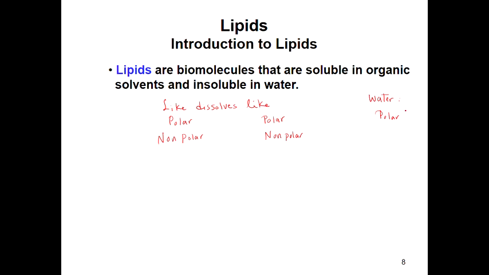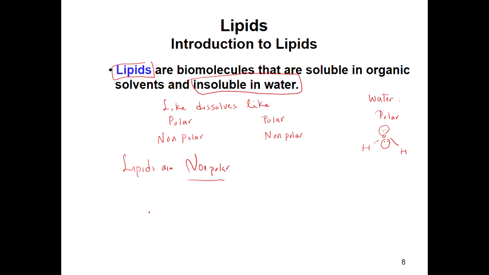Polar means, for example, in the Lewis structure, if you remember that, we have lone pairs for the central atom. We have different groups of electrons around the central atom. When we say polar and non-polar, we can explain some properties of the compounds. When we say lipids are insoluble in water, it means they are not polar. So lipids are non-polar compounds, and we cannot dissolve lipids in water.